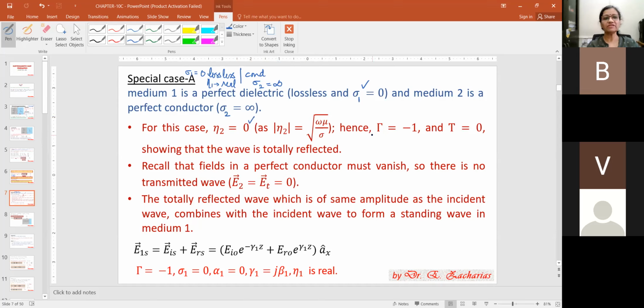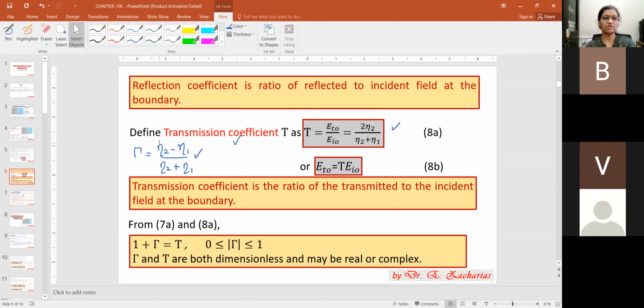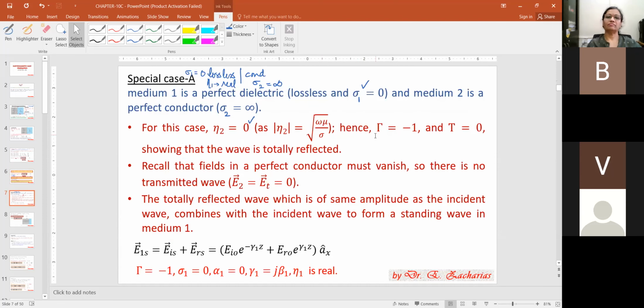Okay. Now, if intrinsic impedance eta 2 is 0, what will happen to tau? What will happen to gamma? Just look at this and tell me. If eta 2 is 0, what will happen here? Reflection coefficient will be how much? -1. It will be -1. Okay. What will be transmission coefficient? If eta 2 is 0, what will be transmission coefficient? 0. What does that mean? Reflection coefficient is -1 and transmission coefficient is 0.